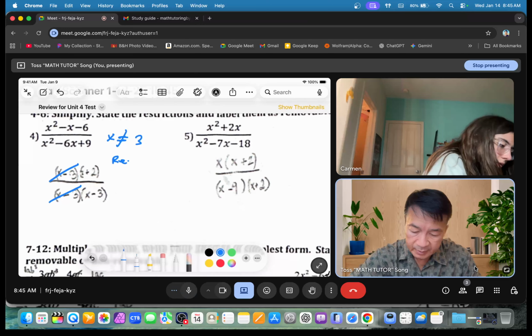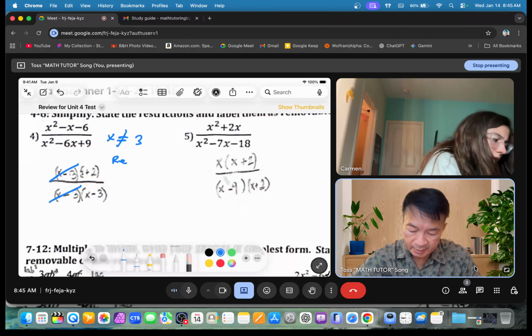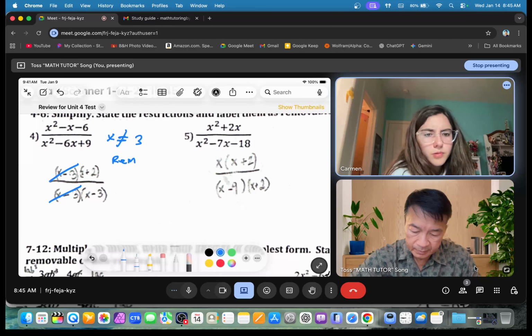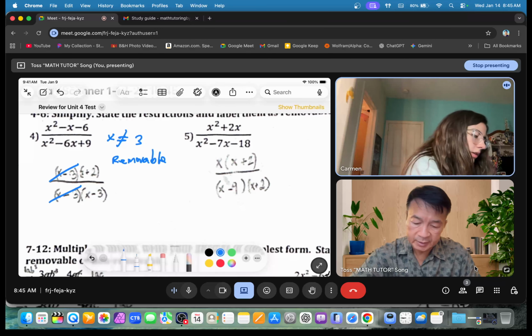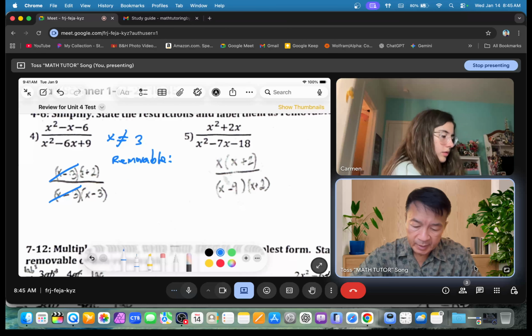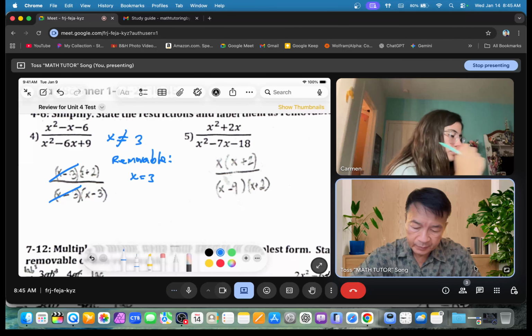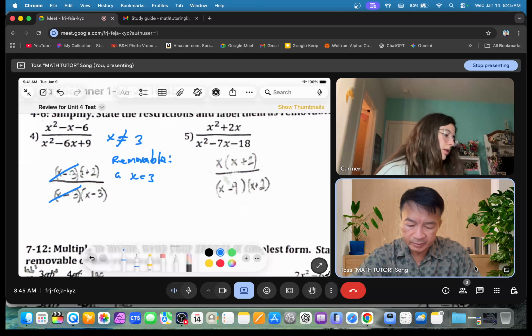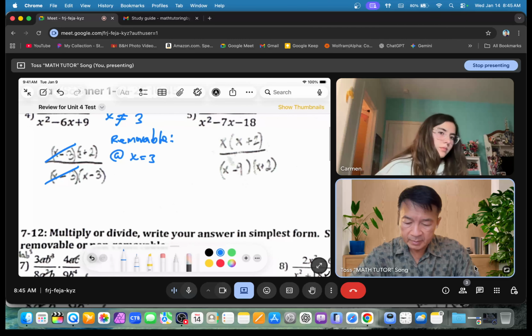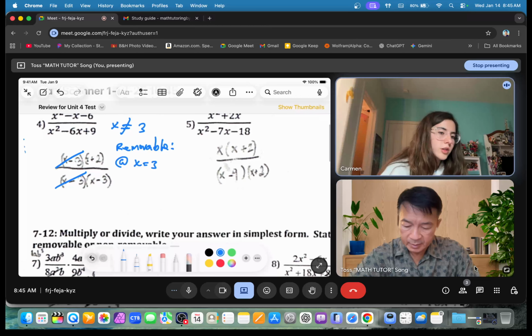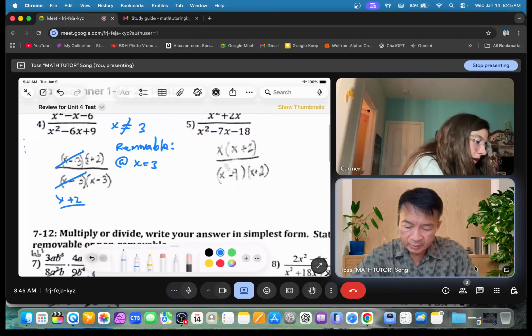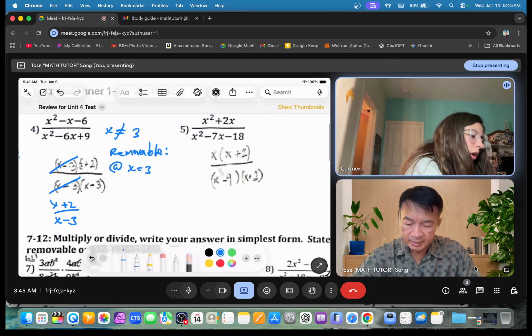And then, isn't it x minus 2, 2 minus 2 also? Or oh, it's just the denominator. Yeah, it's just the denominator. Removable at x equals 3. Is that it? Yeah. And then the final solution would be x plus 2 over x minus 3? Yes.